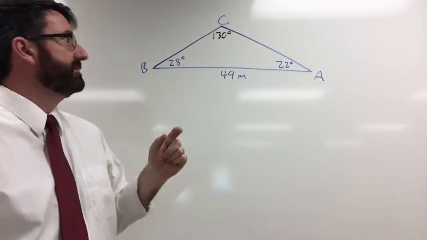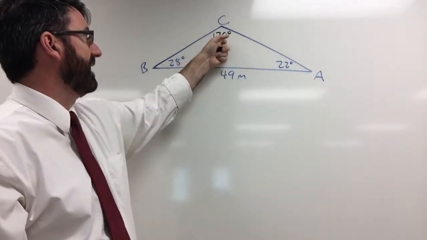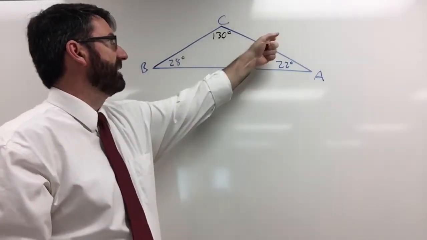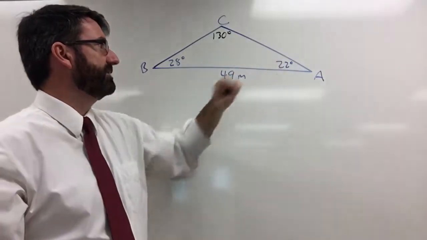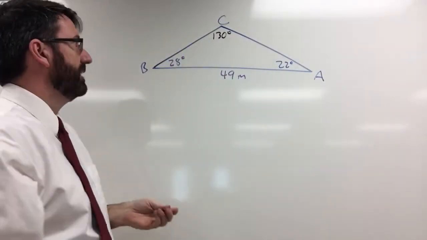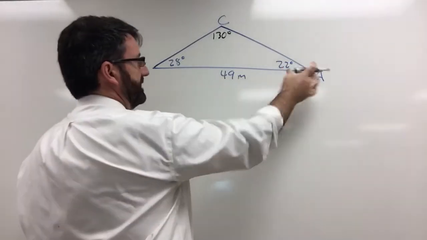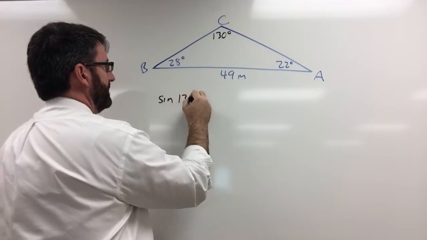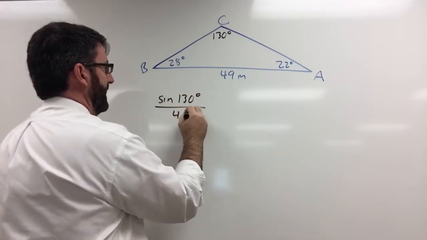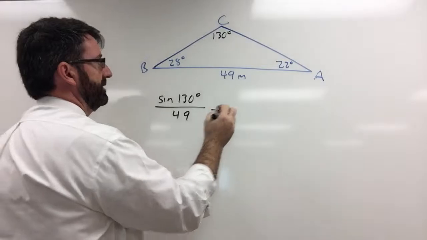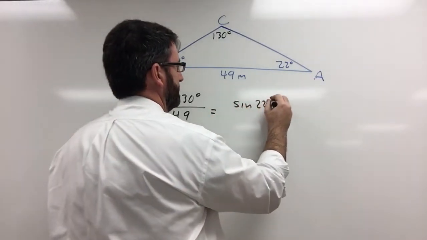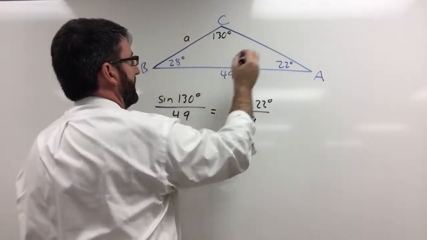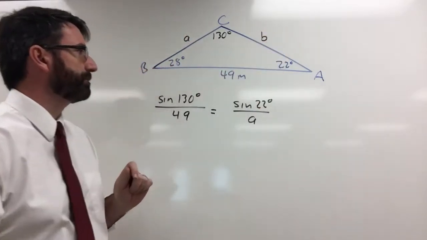All right, now we can use the law of sines because we've got the sine of this angle divided by this side is equal to the sine of this angle divided by this side, or the sine of this angle divided by this side. So let's do side A first. The sine of 130 degrees divided by 49 meters is going to be equal to the sine of 22 degrees divided by side A. Let's call that side A and this side B.